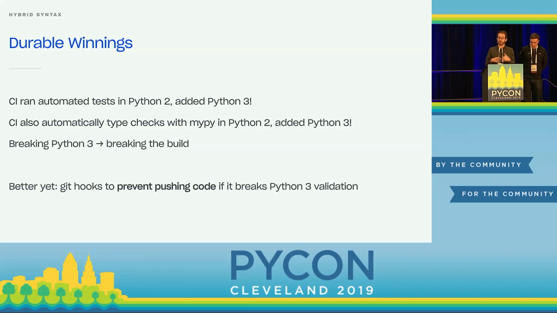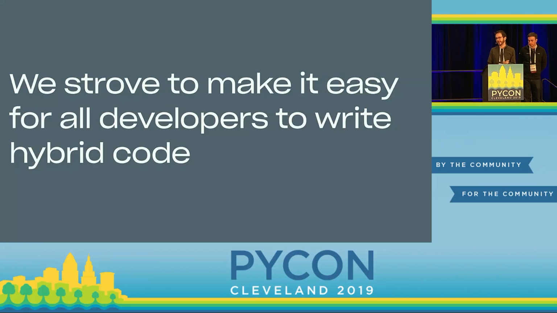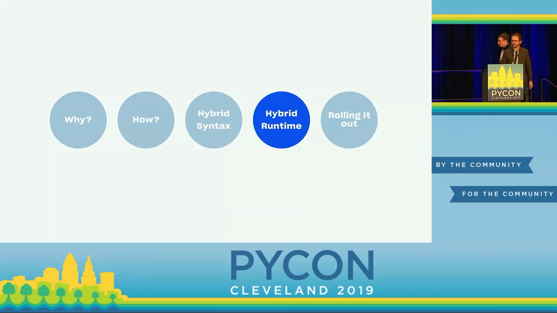Better yet, we even set a Git hook that would run all unit tests on Python 2 and 3 and MyPy on Python 2 and 3. And you couldn't push any code unless it worked on both. So basically we were preventing anyone from writing code that wouldn't work on either. We really tried to make it easy for our engineers to write code that would work on Python 2 and 3 from day one, and that was quite important for us. So I'm going to give the mic back to Max to talk about the runtime.